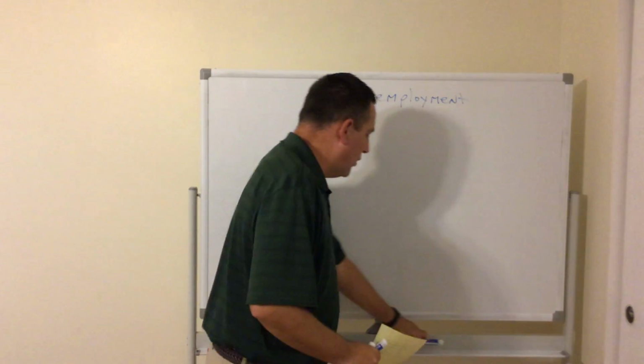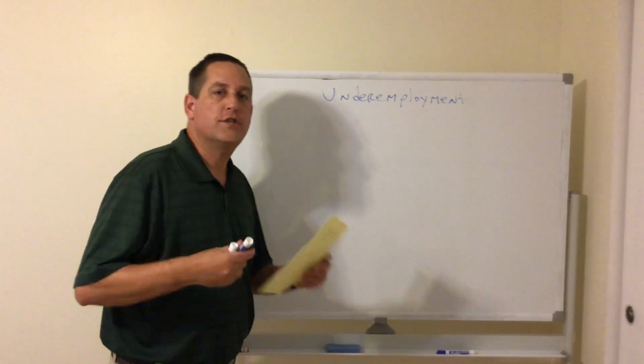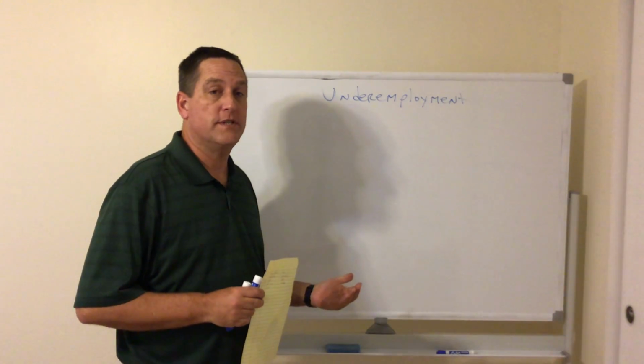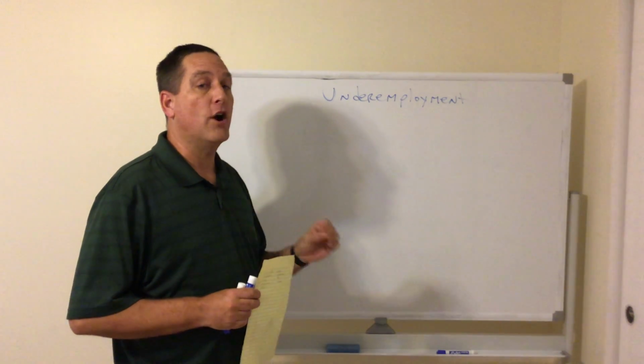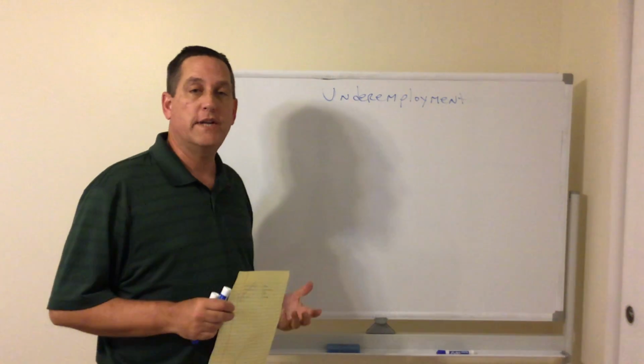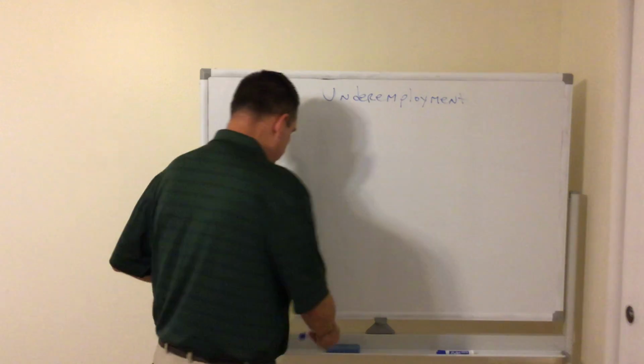The forms of underemployment are situations where people are not going to show up in the unemployment statistic, but they are still experiencing employment issues. For example, a part-time worker.